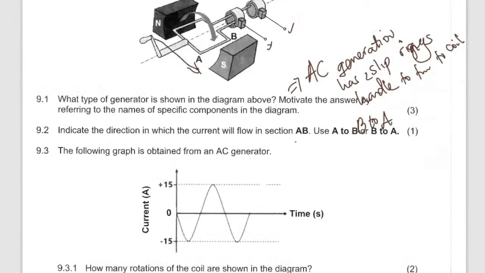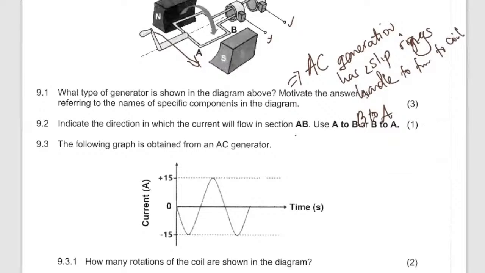And 9.3, the following graph was obtained from the generator. How many rotations are we having? We see that from here up to here is one rotation. Then the trough, and the next one is another rotation, and then this is a half. So we can say that it is 1.5 rotations, or 1.5 times.